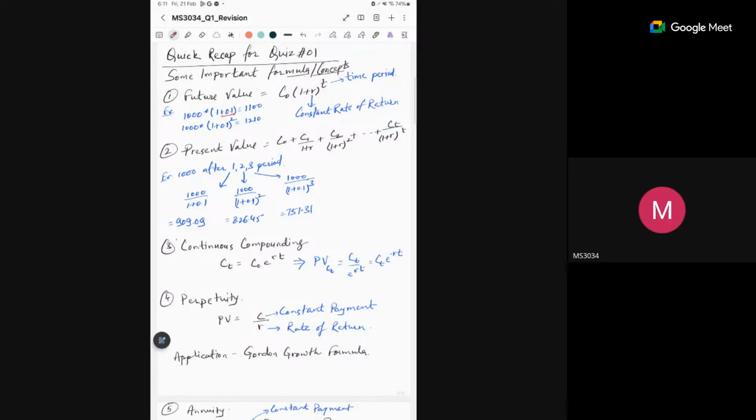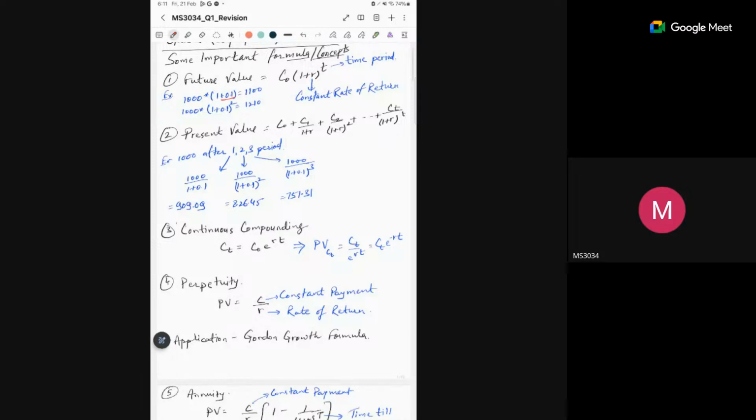So for example, if I am earning 10,000 rupees after 3 years, and if the prevailing interest rate is 10%, then what will be the present value of that? That will be 10,000 divided by (1 plus r), that is 10%, to the power 3. And here I have given an example of 1,000 rupees after 1, 2, and 3 periods if the interest rate is 10%. You can see that the farther away I am getting my payment, the lower is its value in today's terms. Okay.